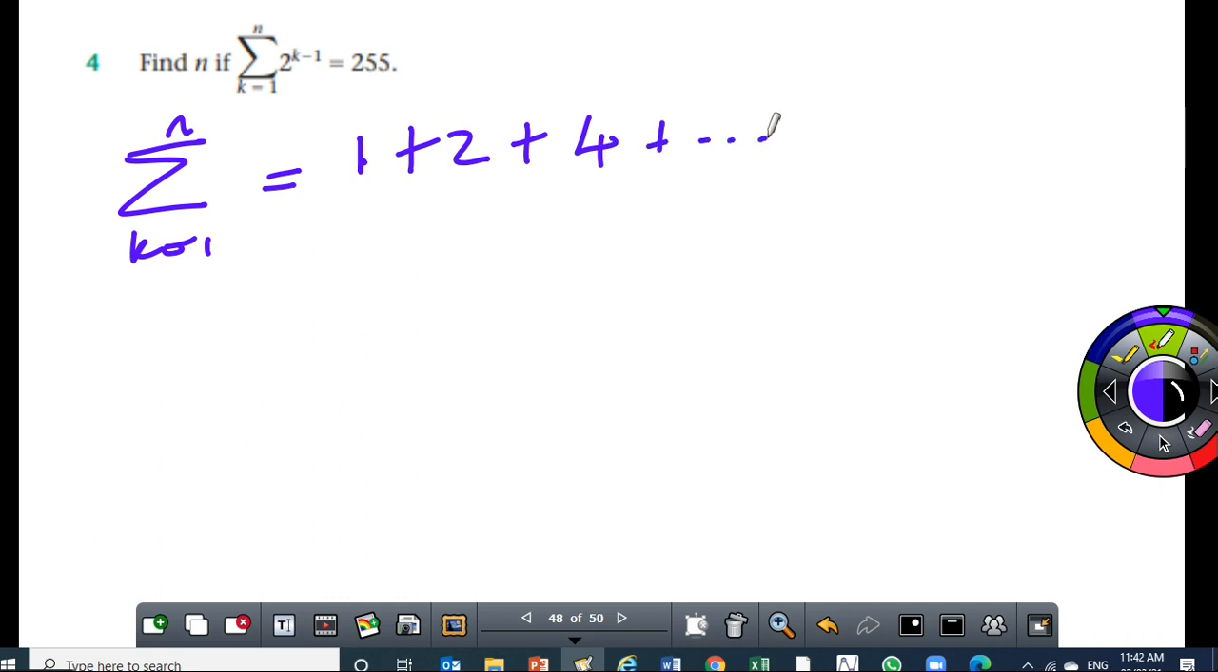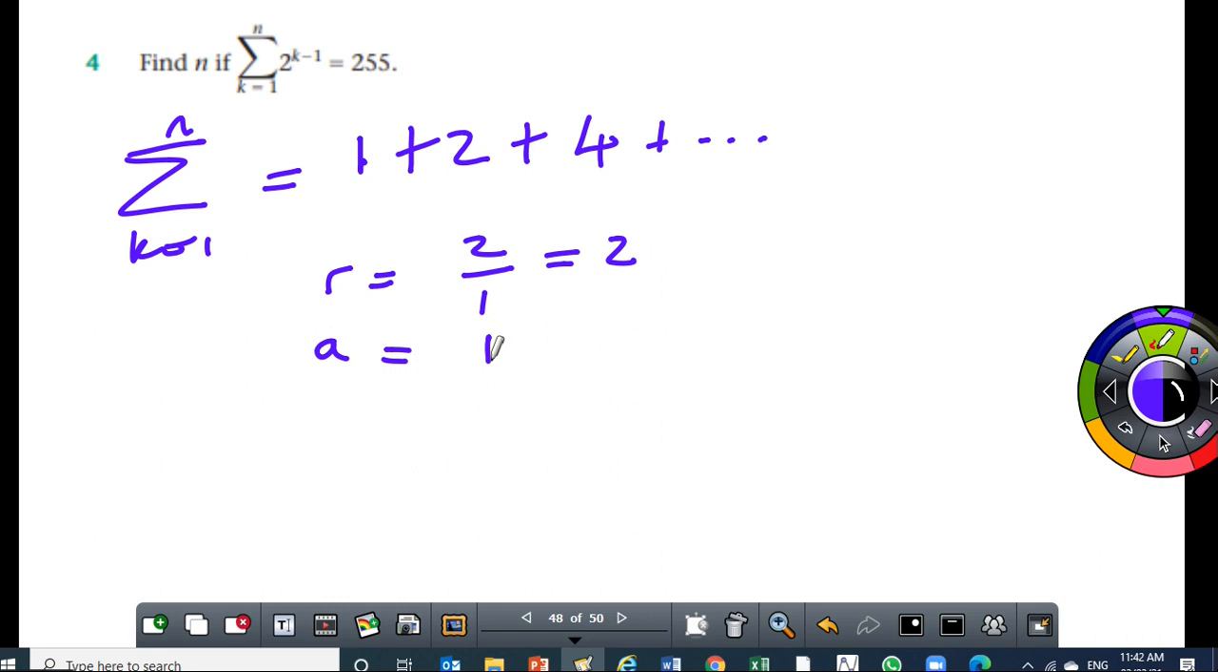Why am I doing this? I want to determine the common ratio. So my r is going to be equal to 2 over 1, which is 2. So the first term is going to be 1. Remember, I need to find what? n. And the series is geometric.